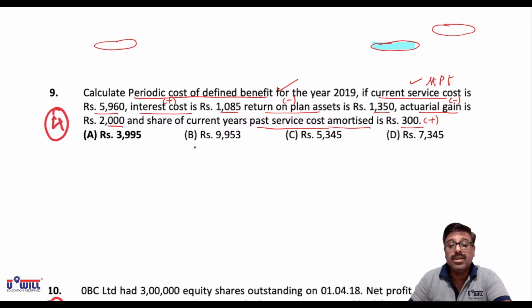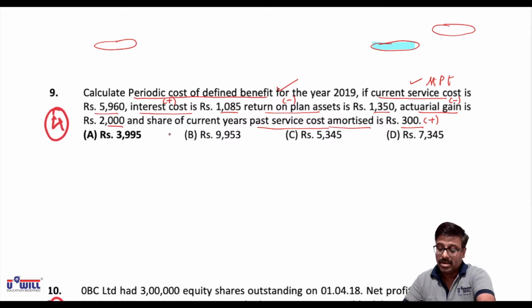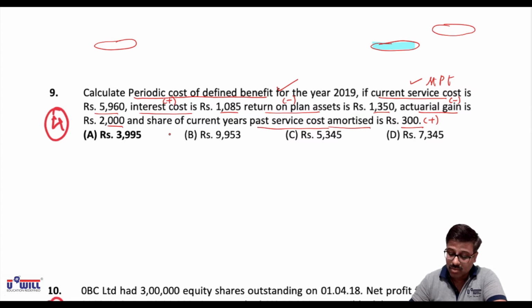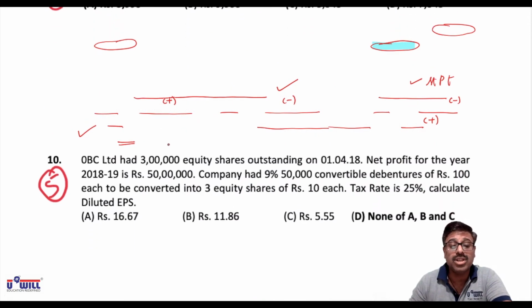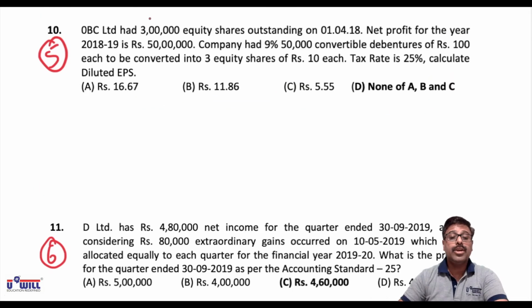So simply you have to directly do it in the calculator. 5,960 plus interest cost 1,085 minus return on plan assets 1,350 minus actuarial gain 2,000 and plus past service cost amortized 300, so 3,995. Option A is the correct answer. So here no solution is required. Directly you can do it on the calculator itself. Now look at question number 10. Be attentive. Look at question 10.